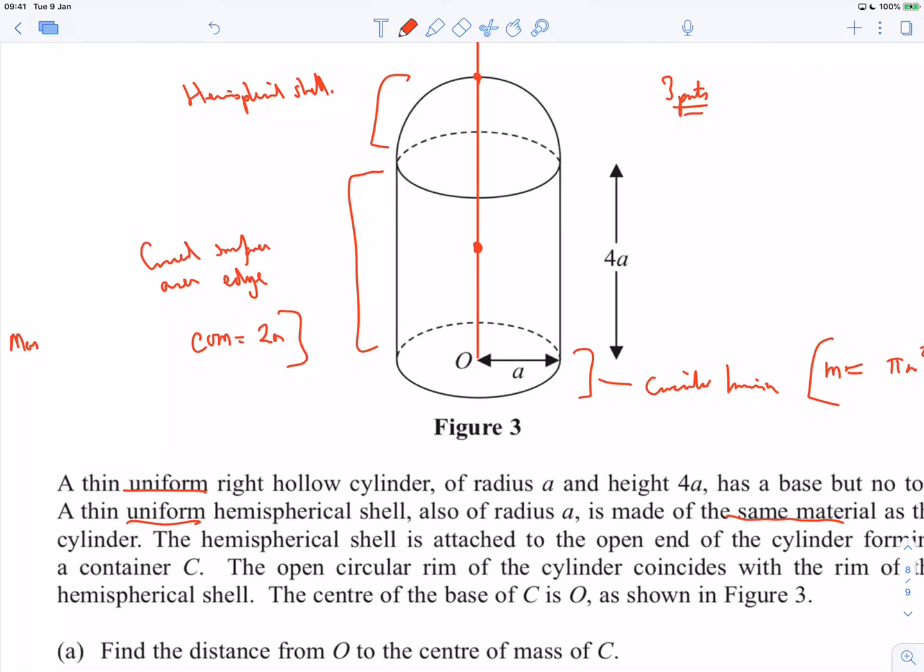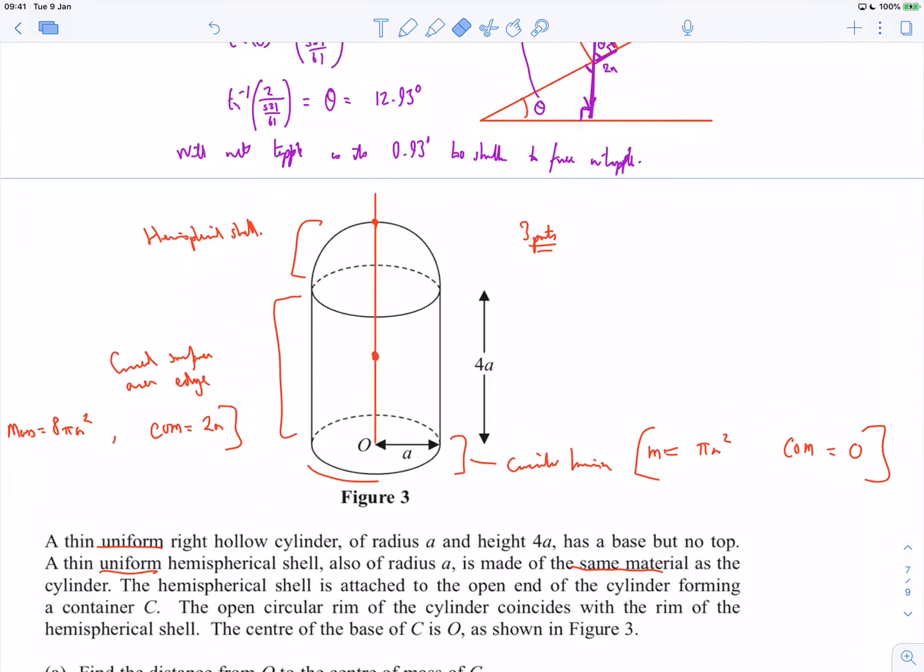And the mass is just going to be proportional to the surface area. So what's the surface area? It's going to be the circumference of the circle, which is 2 pi a, times the height, which is 4a, so I make that 8 pi a squared. So already we're plodding along, we've got the mass and the centre of mass for the curved bit, and now the hemispherical shell.